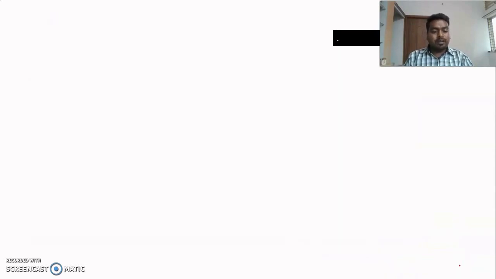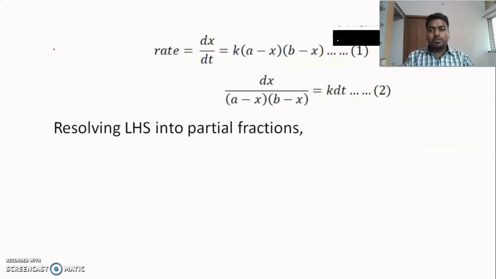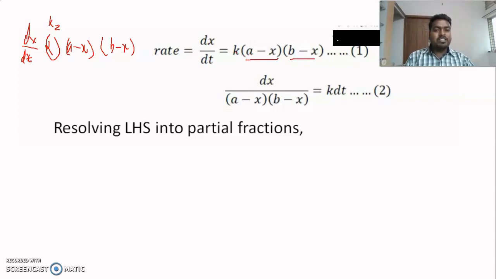Now let us apply the law of mass action. The rate of formation of product with respect to time is proportional to the concentrations of A and B. Here the concentration of A at time t is a minus x, and the concentration of B is b minus x. Then we remove this proportionality by introducing a constant k. In some literature, k2 is used instead of k, as the rate constant of a second order reaction, but I am considering k here. So the rate of reaction, dx by dt, is equal to k into (a minus x) into (b minus x). This is equation number 1.